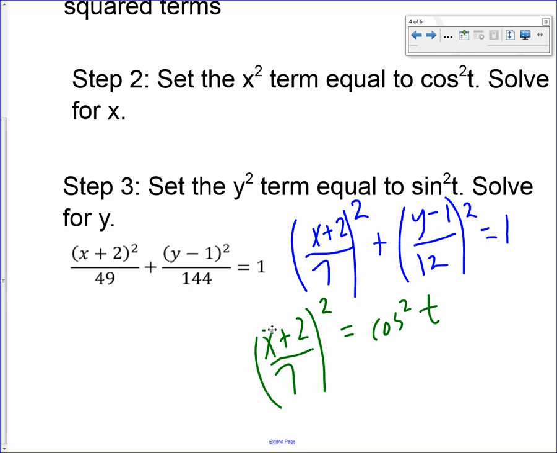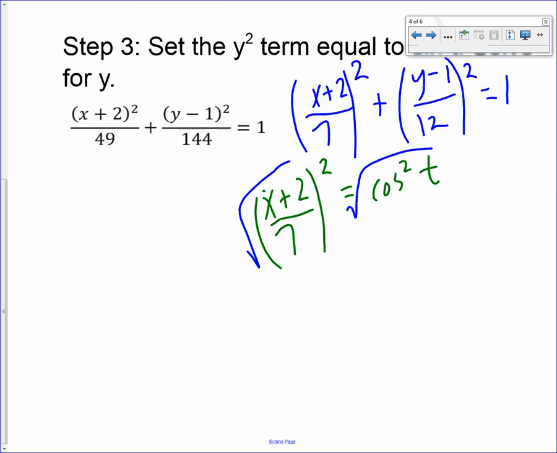So what we're going to do is take the square root on both sides. That's just going to cancel out the squares. So that gives us (x plus 2) over 7 equals cosine t. And where you want to get rid of this fraction, multiply both sides by 7.